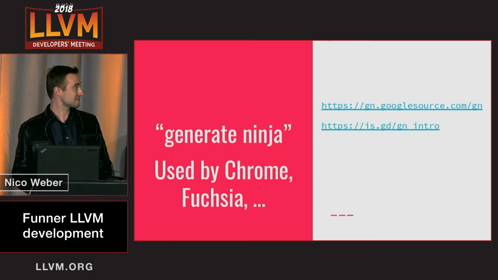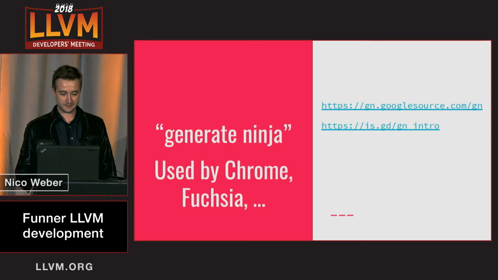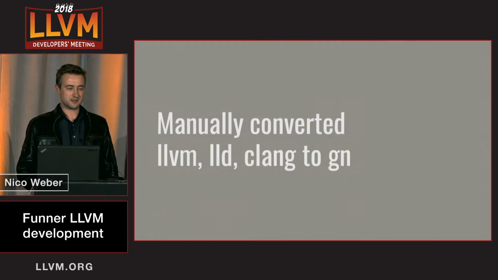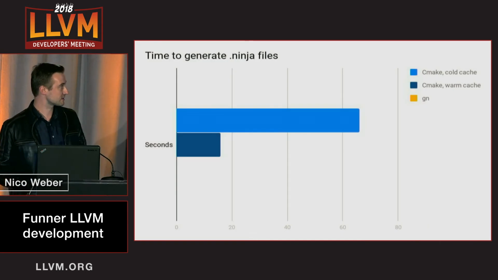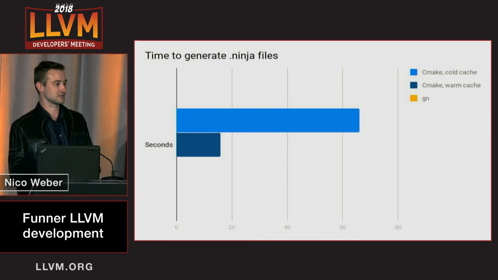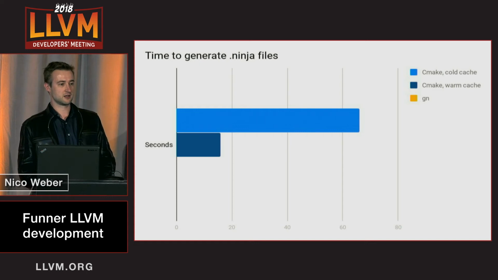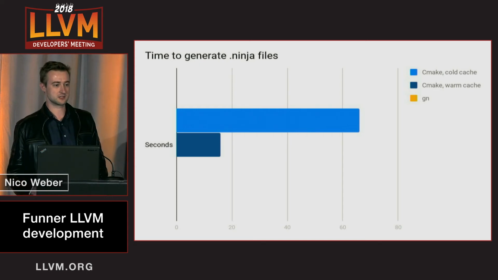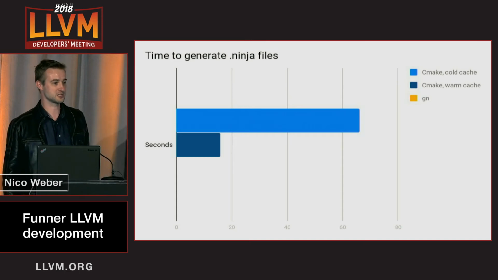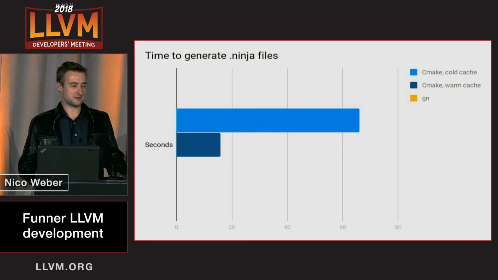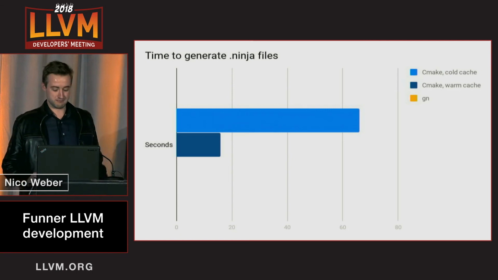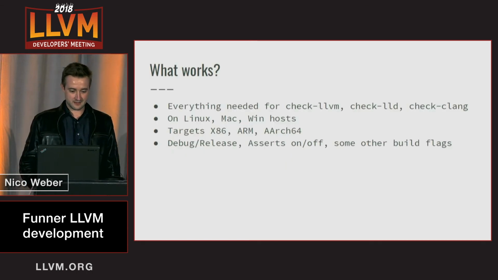GN is also publicly available. The intro at gn.googlesource.com gives a good introduction to it. So I basically made a GN build for LLVM. Here's a benchmark. Running CMake to generate Ninja files takes a little over a minute if you do it from scratch, and if you do it after syncing, it takes about 16 seconds, and running GN takes 35 milliseconds, so you can't really see it there. And if something's 1,000 times faster, the original thing maybe did something wrong, I don't know.